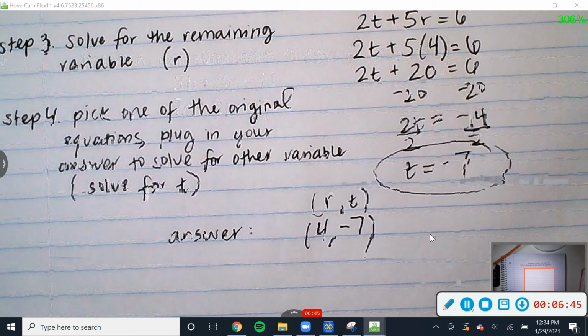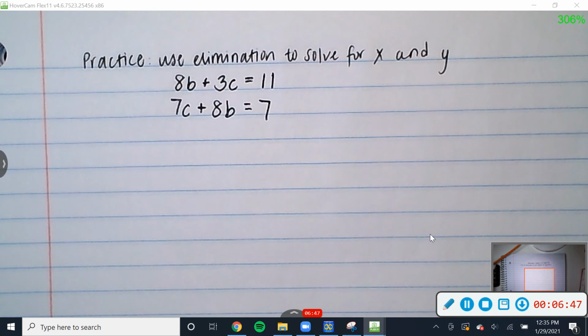Here we have a practice problem, so go ahead and pause the video. Try to solve this on your own. If you need to go back and look at what the steps are again, I would suggest you do that in order to solve for both variables using elimination.